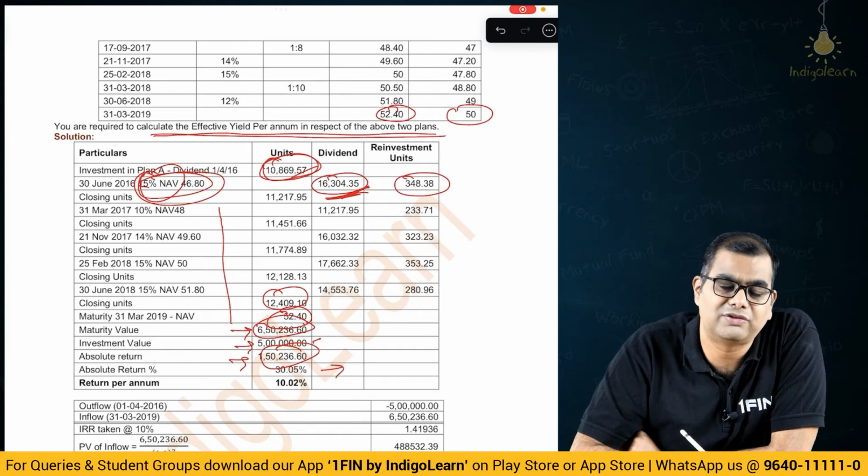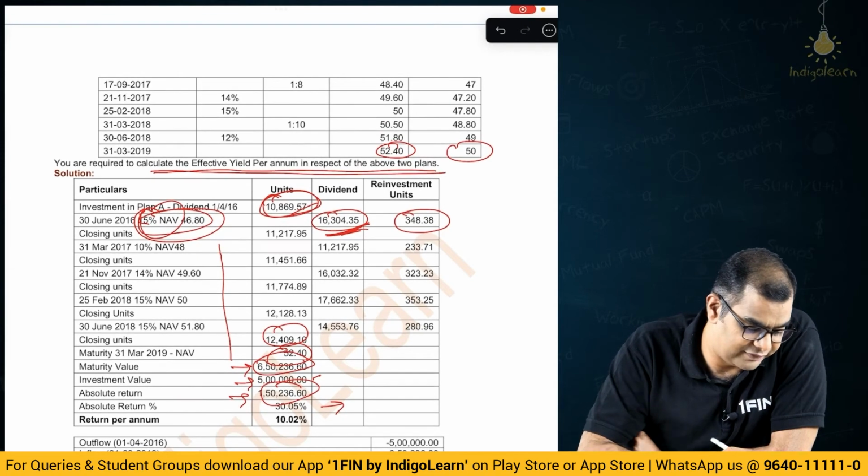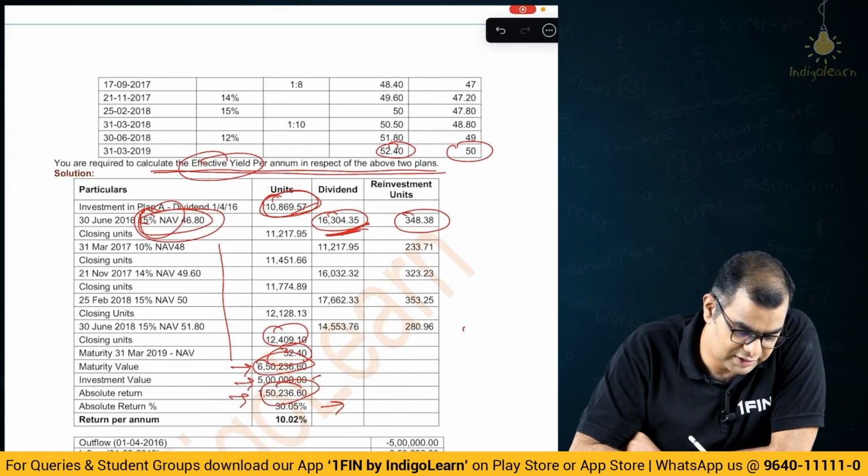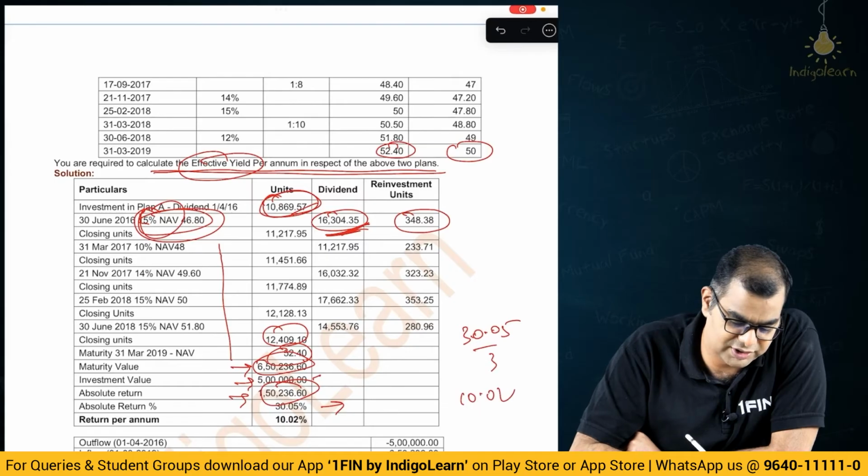Now, this 30.05 is the ending value. There are two ways to compute the annual return, annual yield, effective annual yield. You can compute it one way by the IRR method, the other way is you can compute it by simple return. So, here what you have done, 30.05 divided by 3 will give you 10.02. This is the simple way.